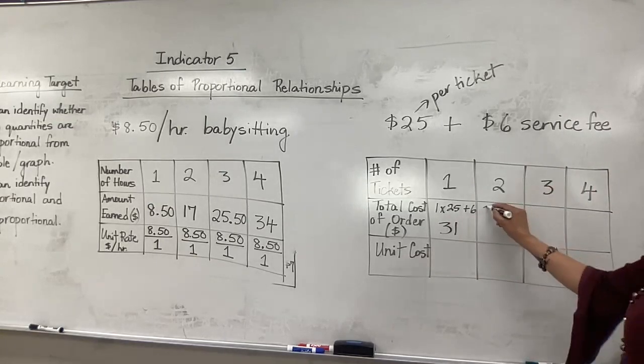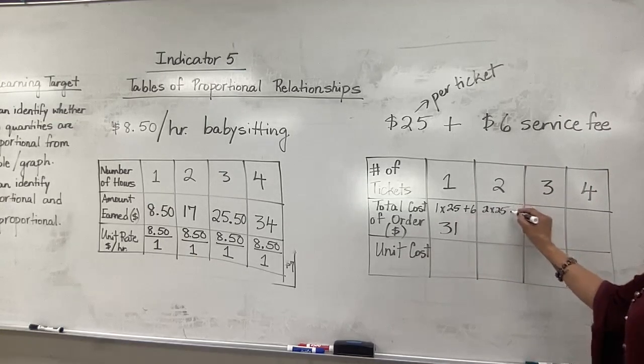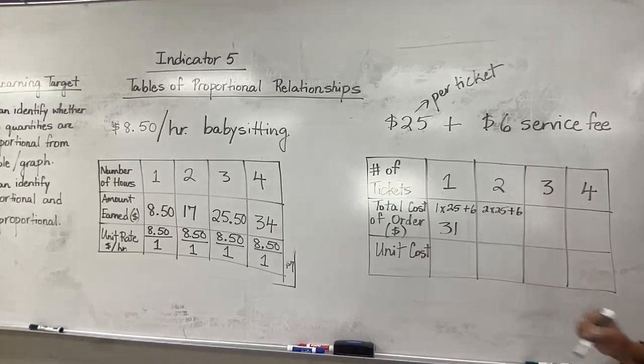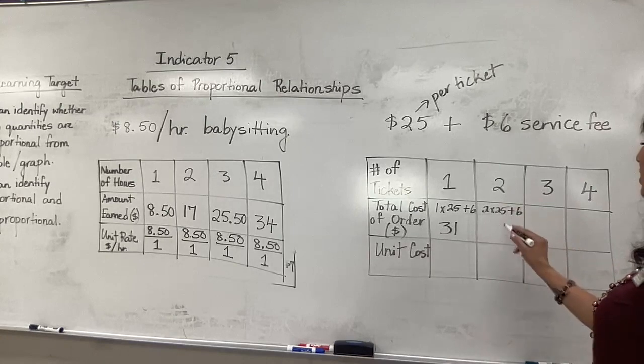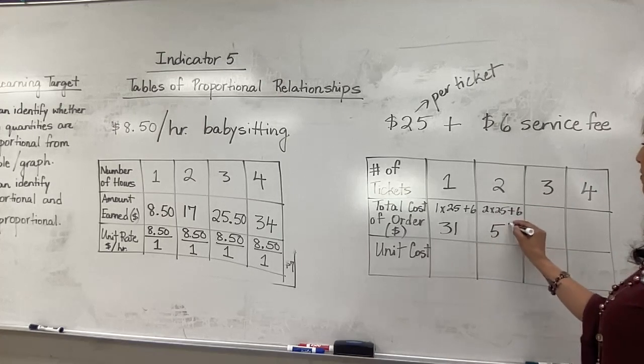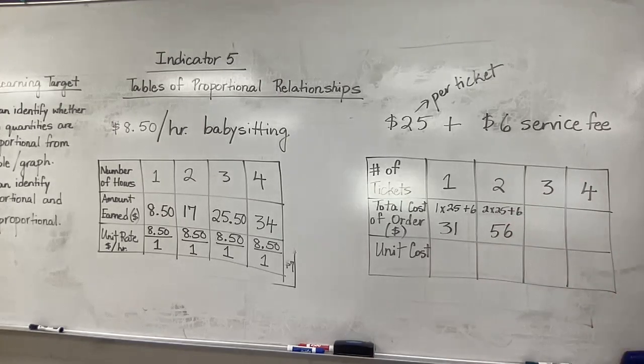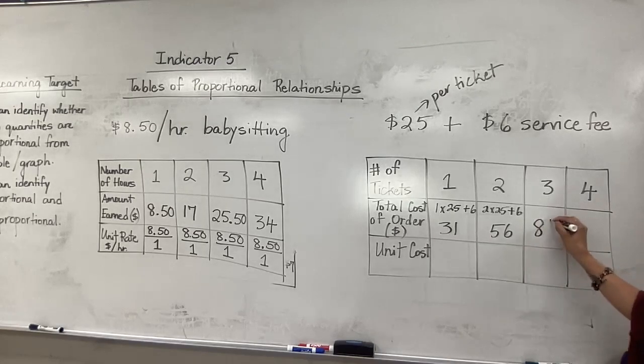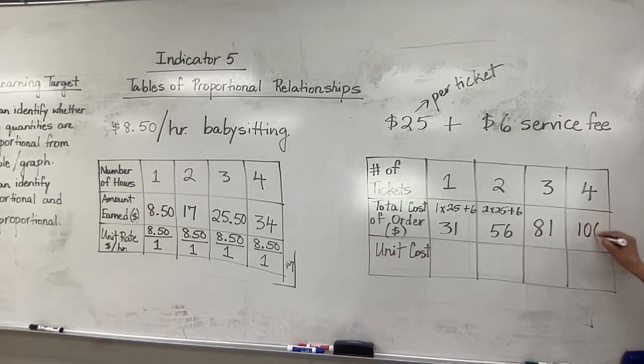Same thing here, 2 times 25 for the 2 tickets plus the $6. So that gives me 2 times 25 is 50 plus 6, that is 56. Same thing with 3. I'll do 3 times 25 plus 6 and I get 81, and 4 times 25, which is 100 plus 6, that gives me $106.